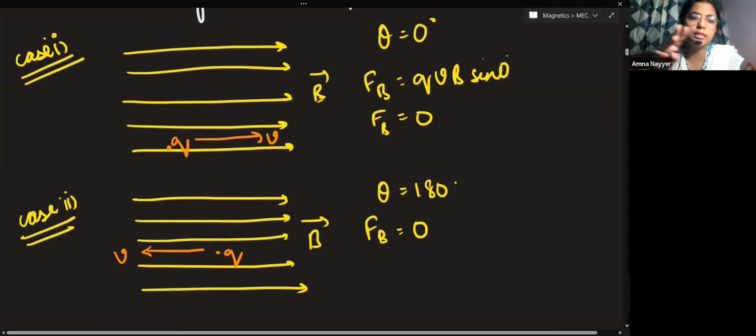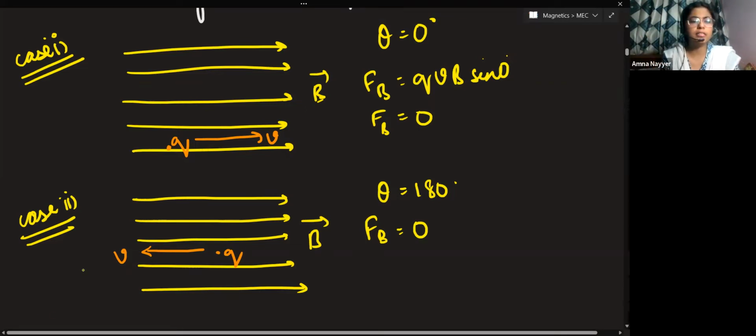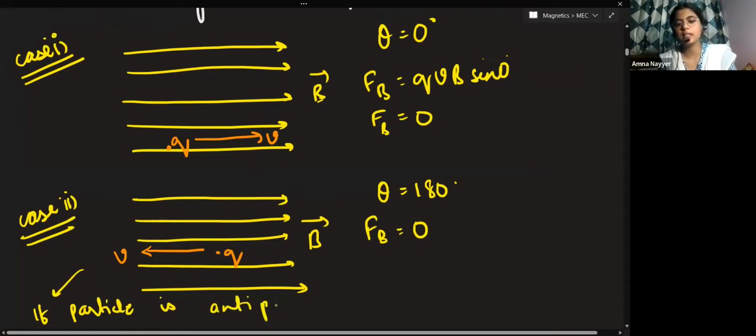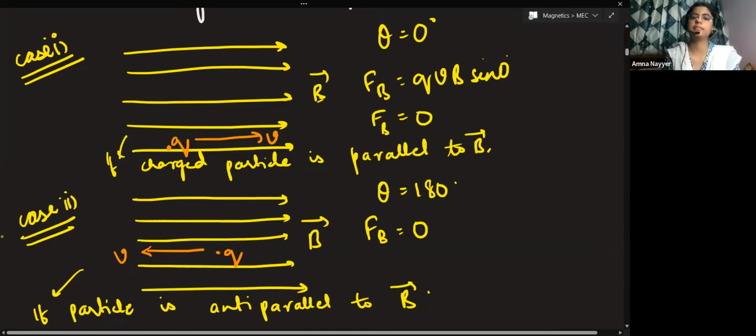So note down the 2 cases. We'll see case 3. And case 3, we have to do in detail. And there we'll be having the direction also. So note these down and I'll write the heading. This is the case if the particle, basically meaning charged particle, is anti-parallel to magnetic field. This is the case if charged particle is parallel to magnetic field. You know this term.